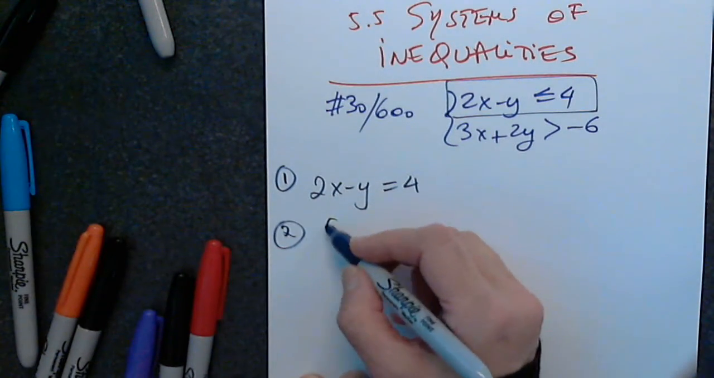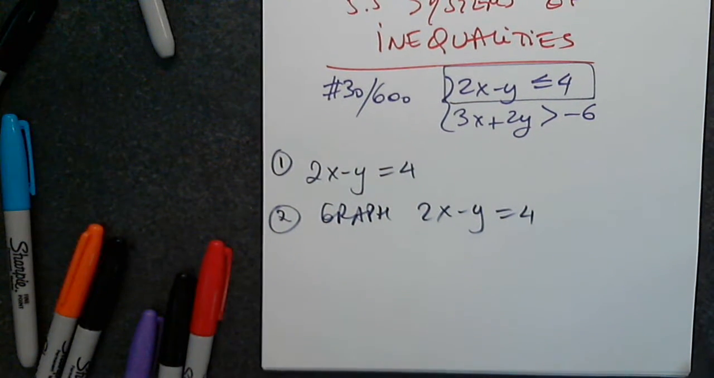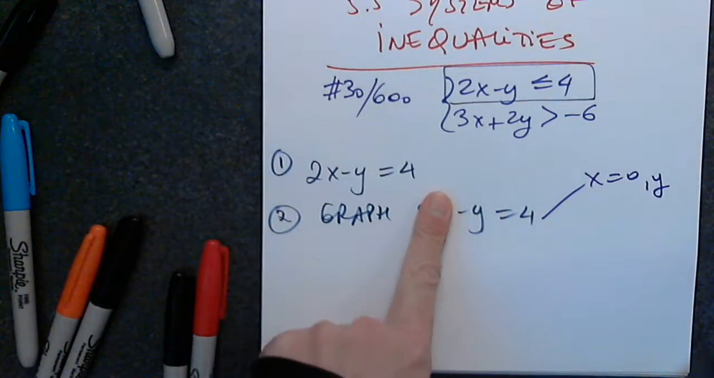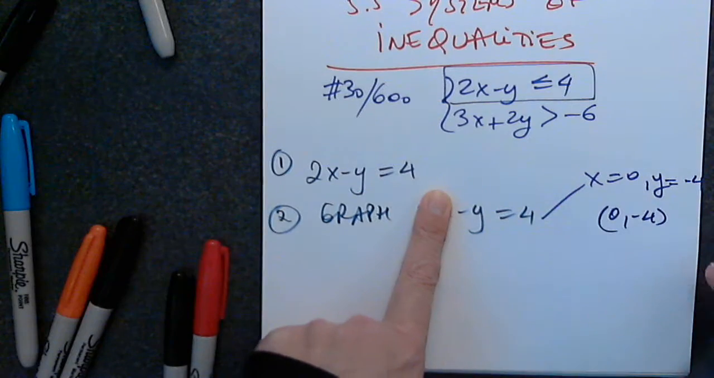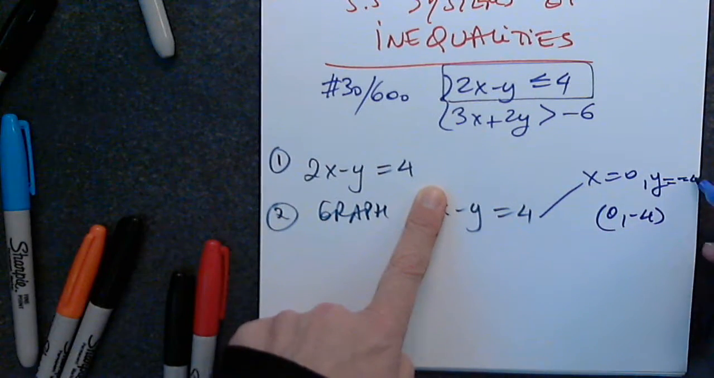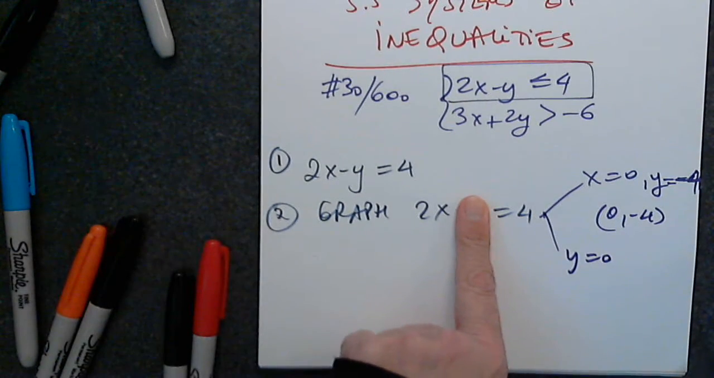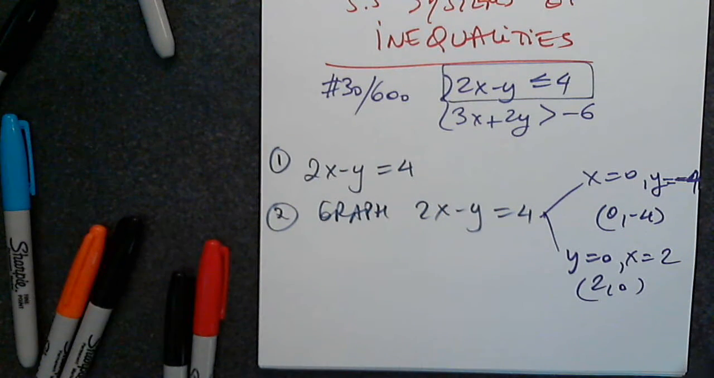In step 2, I graph 2x minus y equals 4. And we know how to graph this because it's a linear function, right? We need to find the x and y intercepts. So when x is 0, how much is y? -4. Excellent. So 0, -4 is our first ordered pair. When y is 0, how much is x? 2. So then 2, 0.